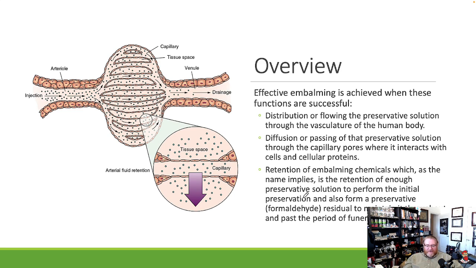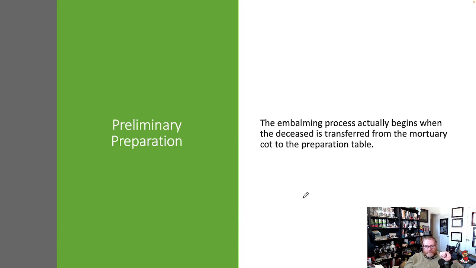Now, effective embalming is achieved when distribution or flowing of the preservative solution through the vasculature of the body allows it to diffuse, which passes from the capillaries to the tissue spaces, and then that embalming chemical is retained. So you get effective embalming when you can get the fluid throughout the body, when that fluid diffuses into the tissue spaces, and then there is a sufficient quantity injected to maintain that process over time.